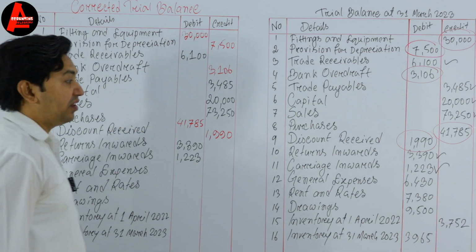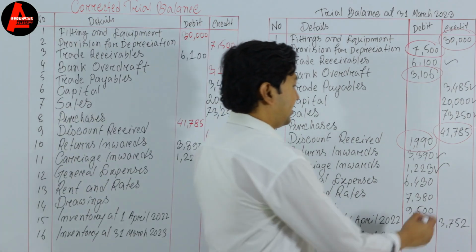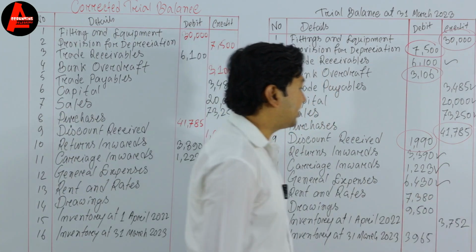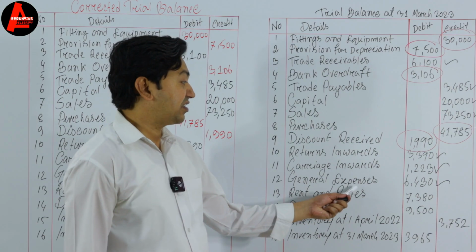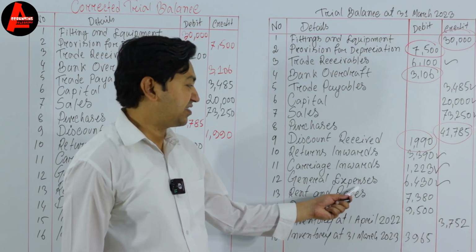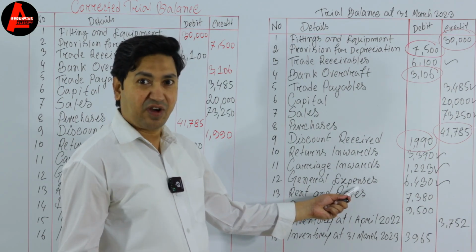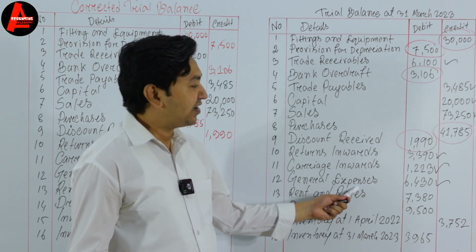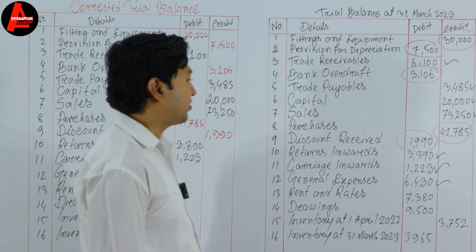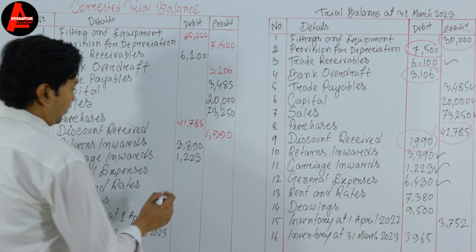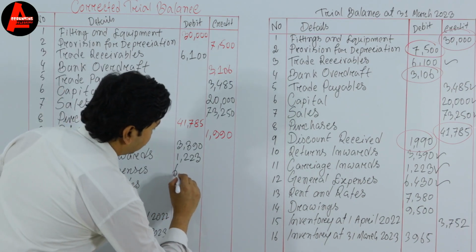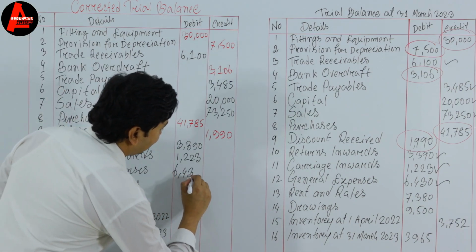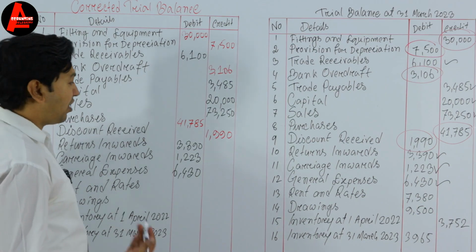Okay, great. Then here general expenses, $6,430. General expenses, it is here already mentioned expenses. So expenses of all types will be debited. So here it is $6,430. We will write on the debit side $6,430. Okay, we just copy it.